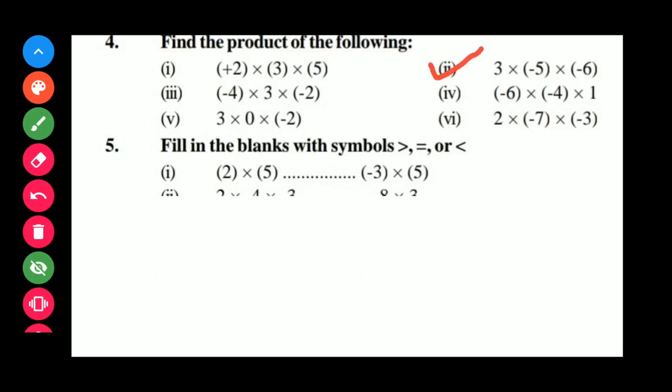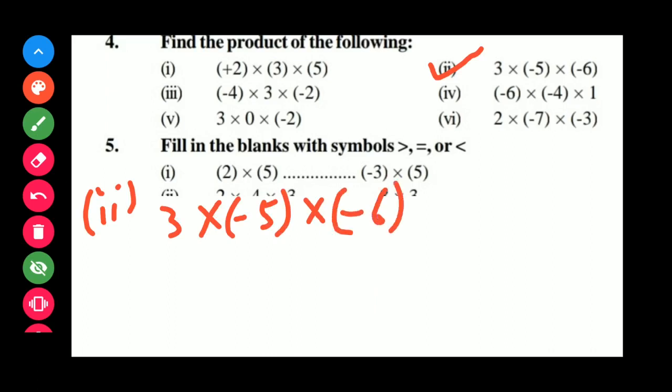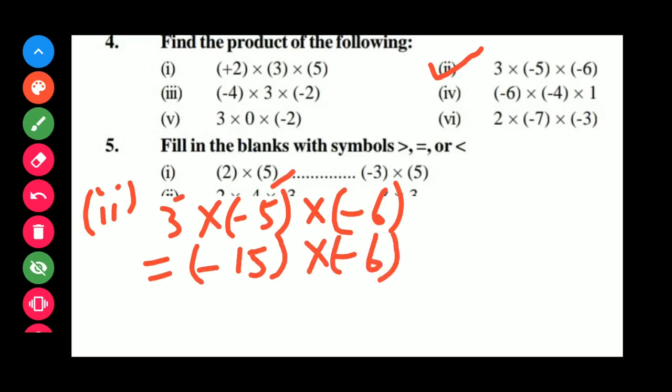Come to the second part. It is 3 into minus 5 into minus 6. So what will happen? First of all, 3 into minus 5, that is minus 15. And into minus 6, so minus minus is plus, so 15 times 6, it is 90. So that is your answer. You can do very well.